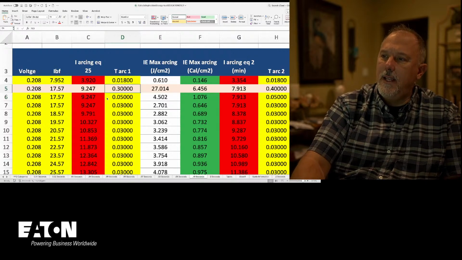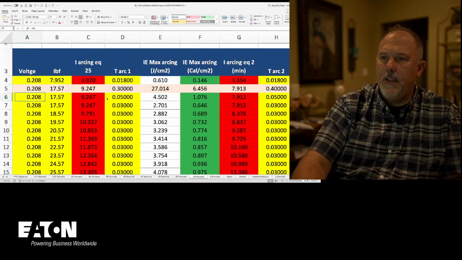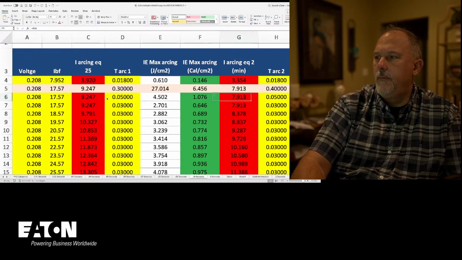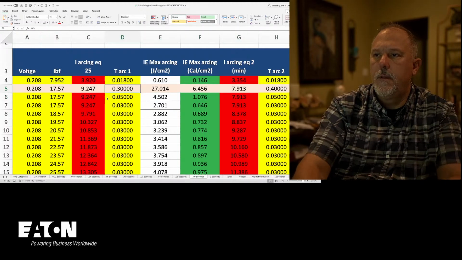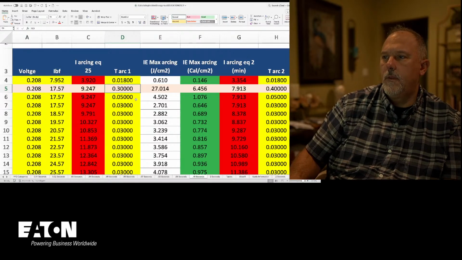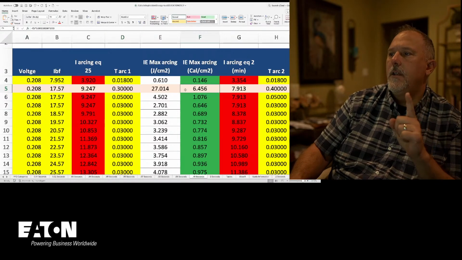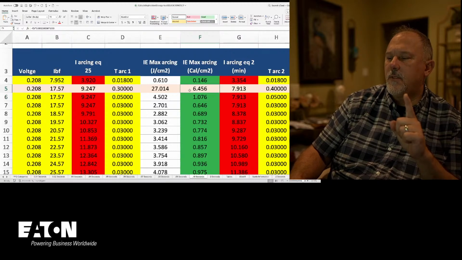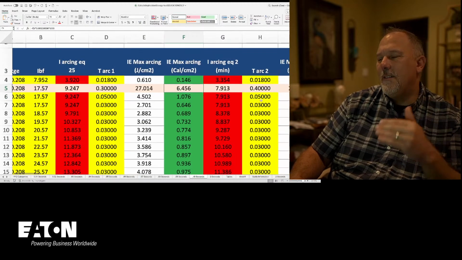Why is that the same? 0.05. Oh, wait, no, there it is. So 1.07, 6.54. So if I can bring it down to 1.